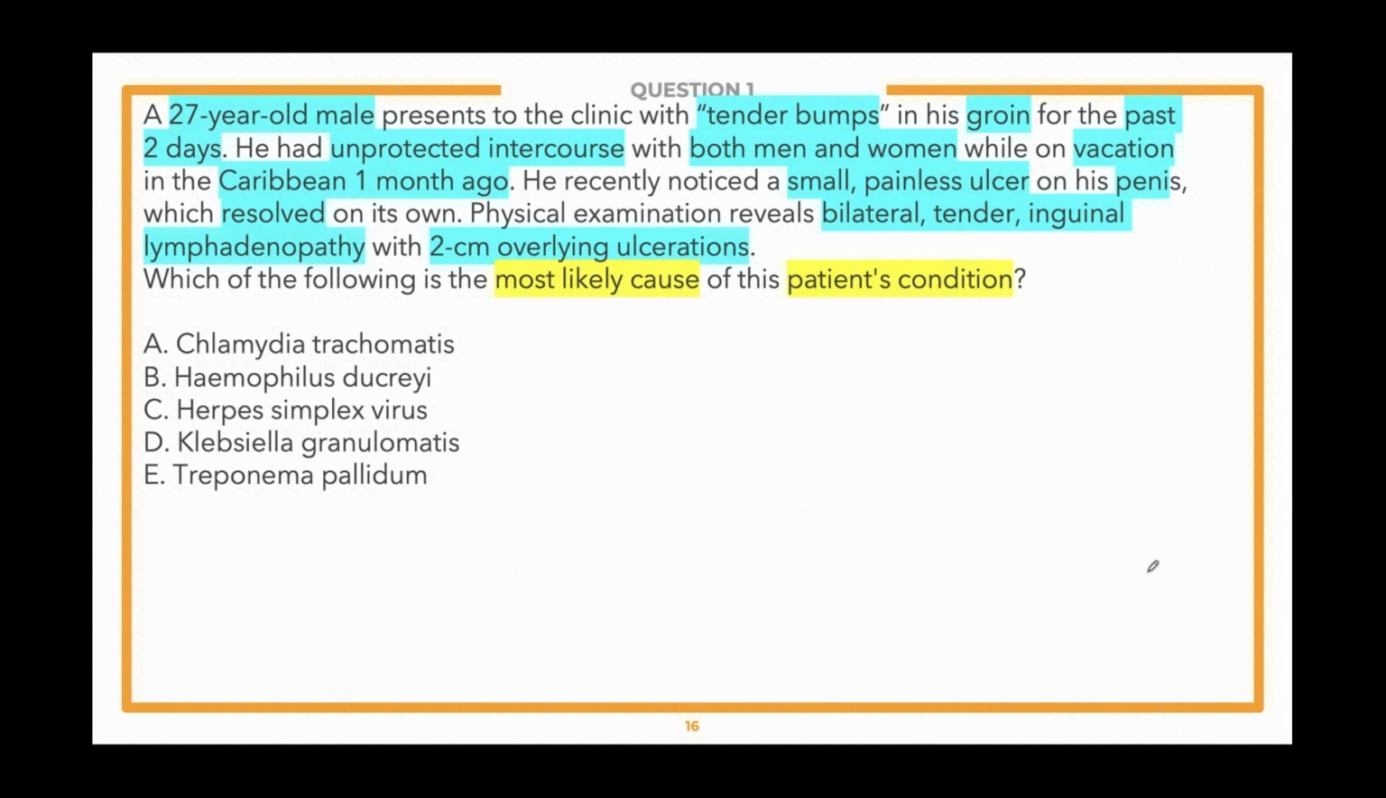Answer choice E, Treponema pallidum. D, Klebsiella granulomatis. C, herpes simplex virus. B, Haemophilus ducreyi, and A, Chlamydia trachomatis.